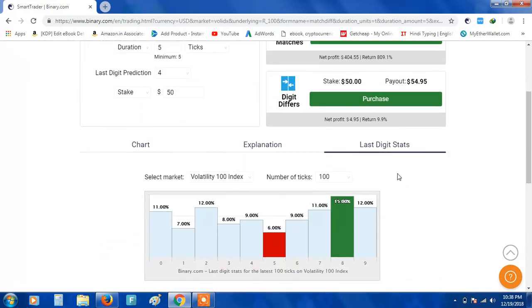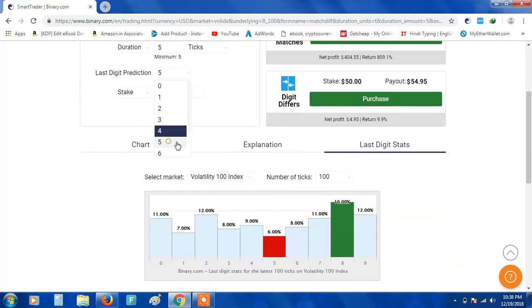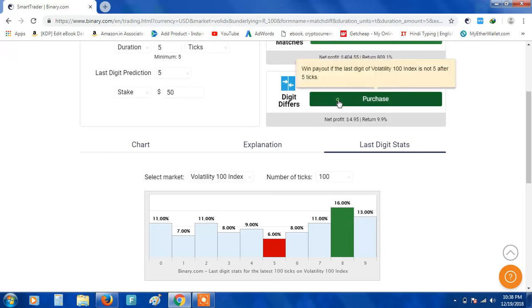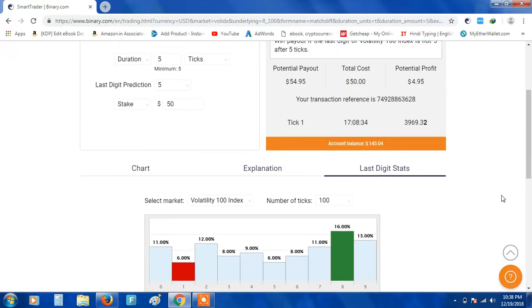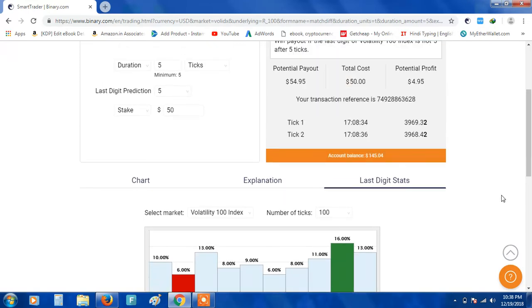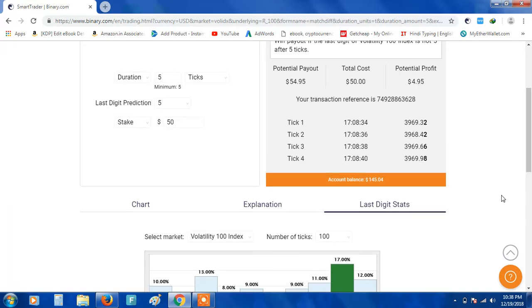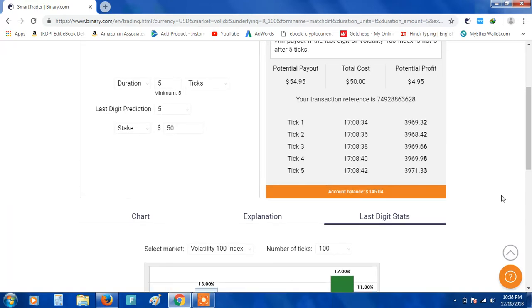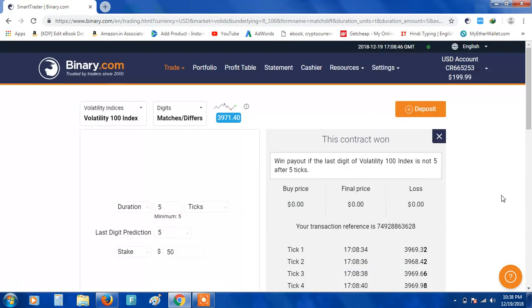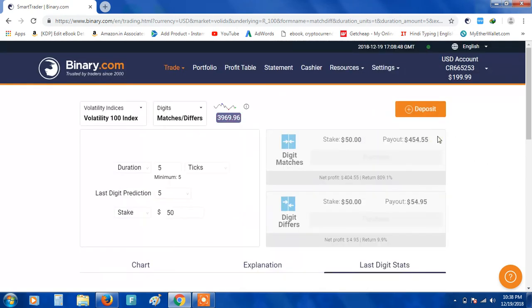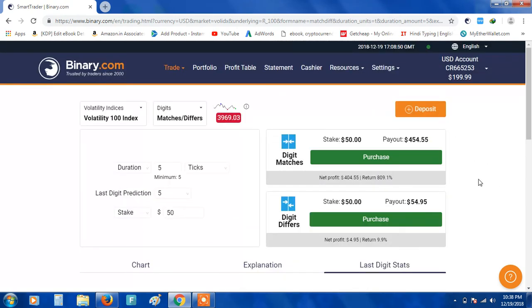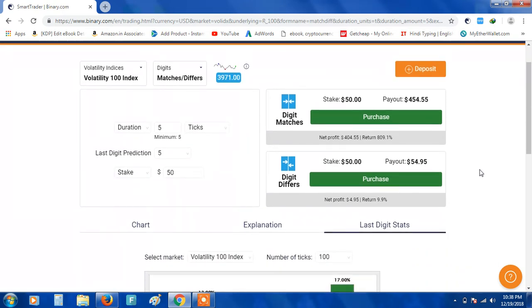Now this will be my last trade and I will surely win this trade. This is my last trade. Okay, yes. $199.99.